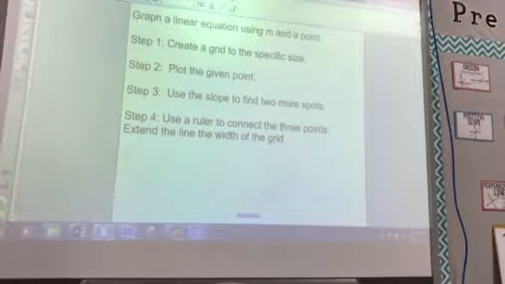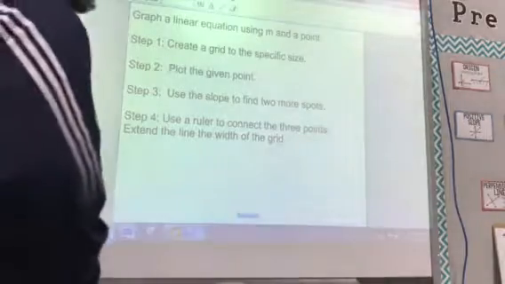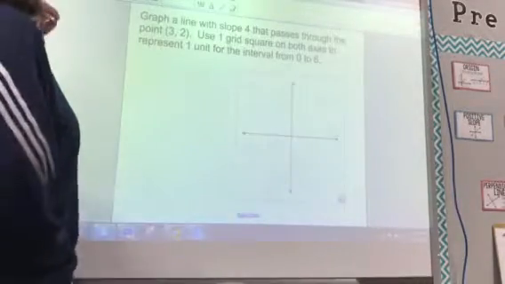All right, a new kind. Graph a linear equation using slope and a point. Step 1, create a grid to the specific size. Step 2, plot the given point. Step 3, use the slope to find 2 more spots. Step 4, use a ruler or straight edge, connect them, extending the line to the grid.